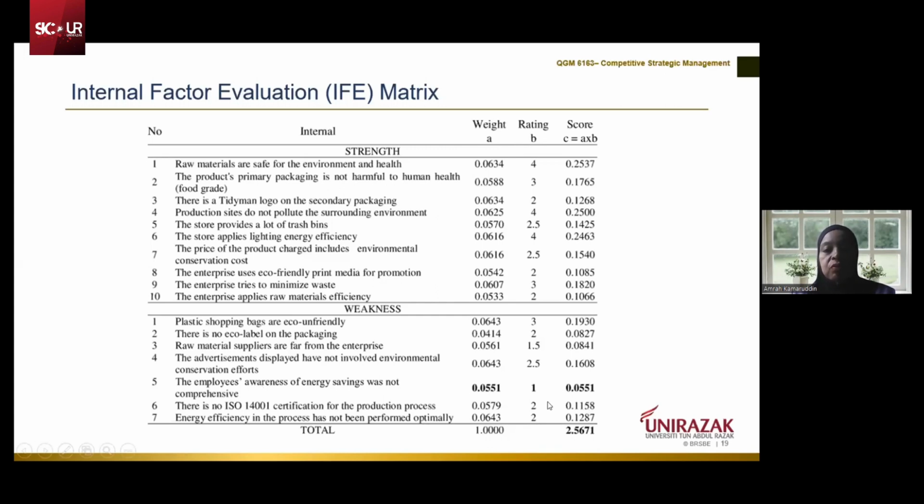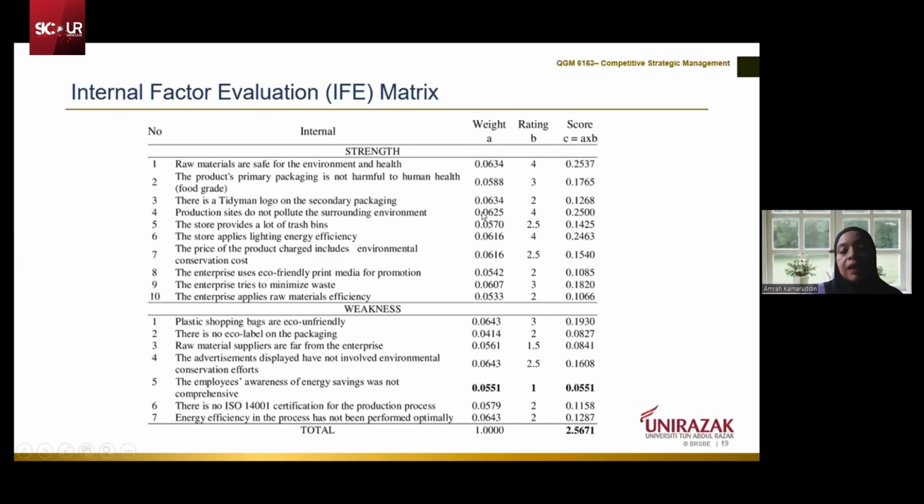Okay. So the highest, for strength, you look at the number 4. Number 4 means the max one. Yeah. But for weaknesses, you look at the opposite, which is number 1. So you can see the combination of A times B. So you accumulate from 0.2537 up to here, it is at least 2.56. Yeah. So your company is still weak.